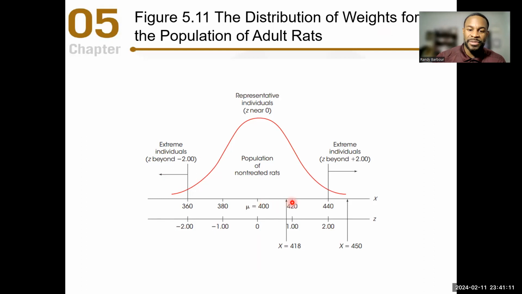So you've got a standard deviation of 20. So 420 is one standard deviation above the mean. 440 is two standard deviations above the mean. You have two distinct scores: you've got 418 and you've got 450. Now 450, that's a very, very rare weight, right? 418 falls within one standard deviation of the population, so that doesn't look as extreme, right?